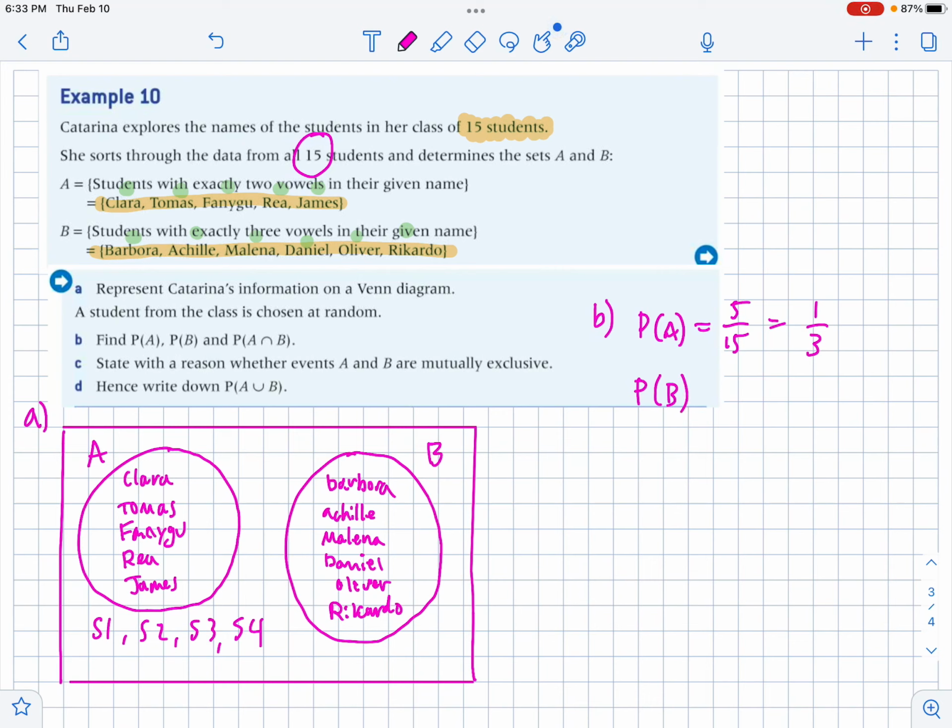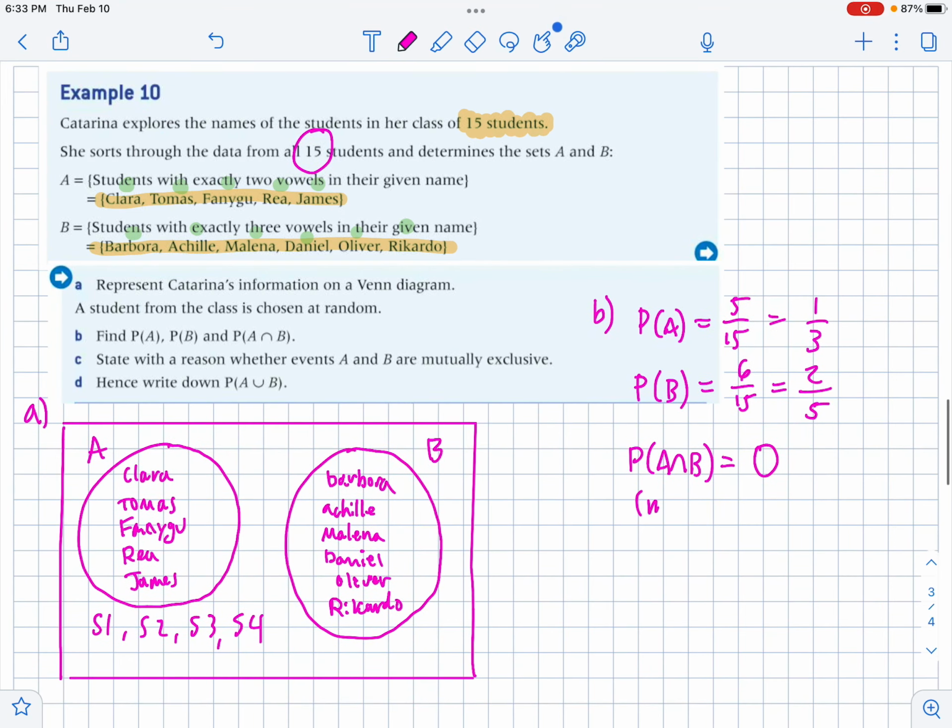The probability of B is the 1, 2, 3, 4, 5, 6 people out of the 15. So this, if you reduce it by 3, is 2/5. And then the probability of A and B, the intersection of the 2. Well, do you see how there's no intersection? They don't overlap. So 0, because they are mutually exclusive events.